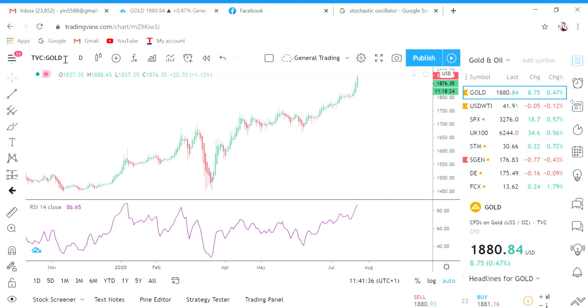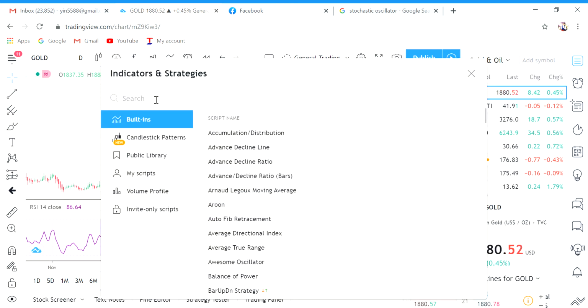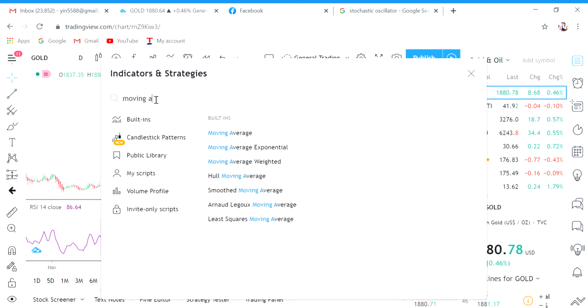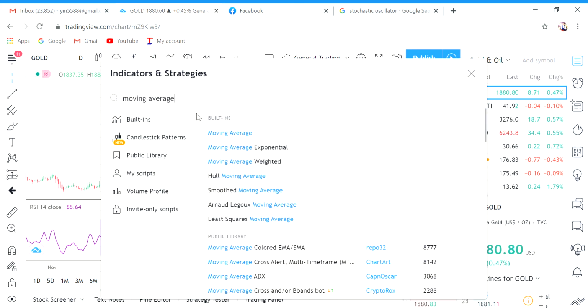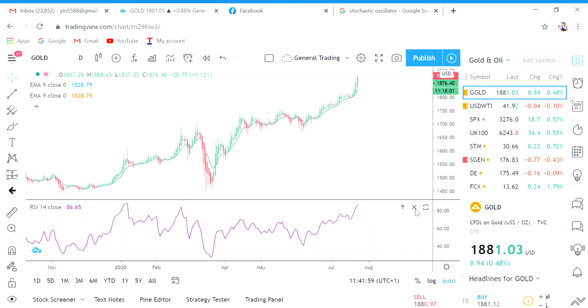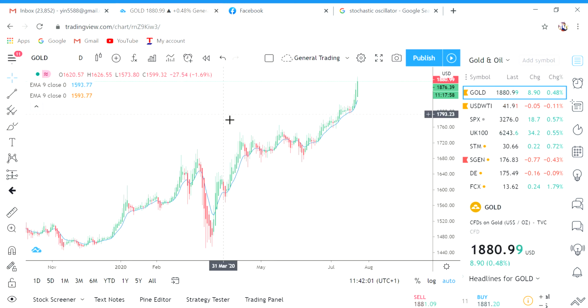Next one, moving averages. You go here, this X thing, and then you type in moving average. The most common one is the 50 and 200 EMA, so we do 2 moving averages like that. We take the RSI off now, because the free version of TradingView only allows you to have 3.